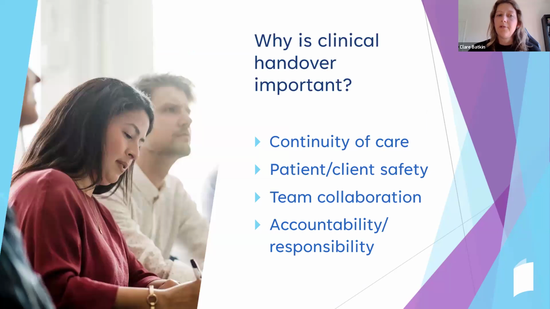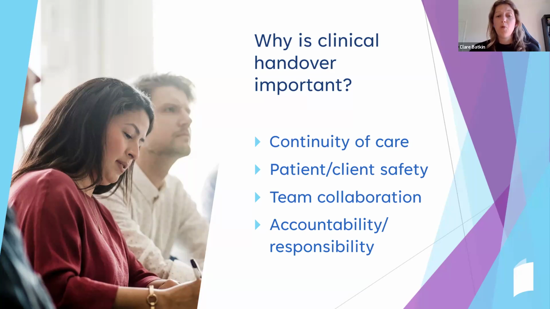So why is clinical handover important? If you do some Googling, you'll come up with some very large technical jargony terms, but basically here are some of my key points. First of all, it ensures continuity of care. That just means there are no gaps in the person's patient journey, so everybody's on the same team. Once you've finished your part and somebody else is taking over, they're ready to keep going, and they're aware of what you've already done. It allows lots of good communication so that things aren't missed.